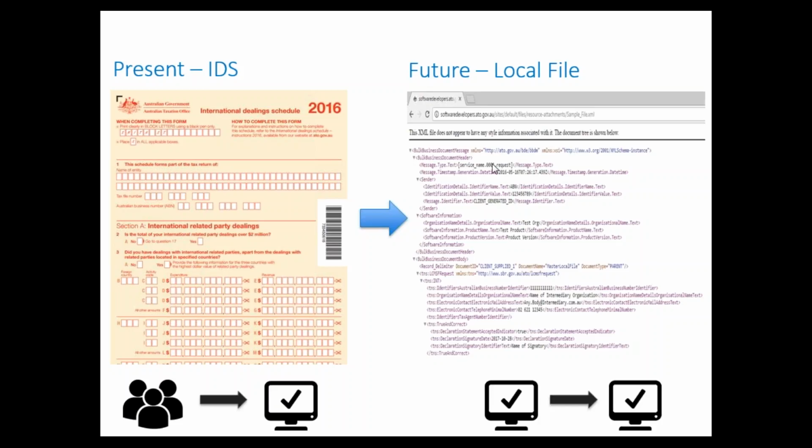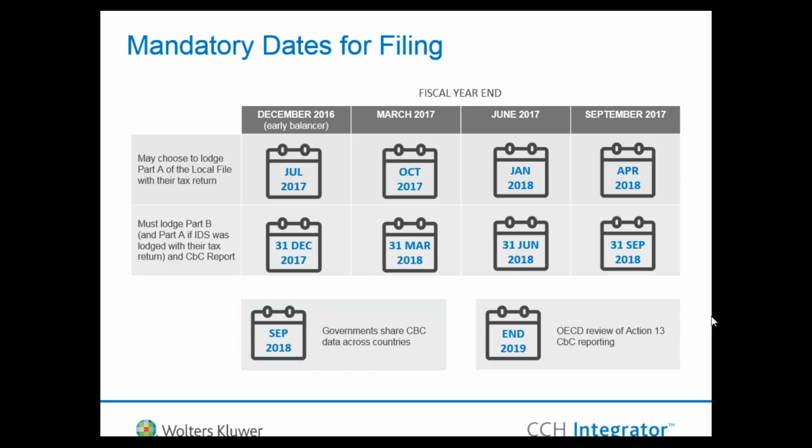Okay, so this is just a very quick summary of the mandatory dates for filing, which many of you would be familiar with. So we haven't covered every single year in here, but I think the key theme is that everyone can't really wait too much longer. Over the next 18 months, all taxpayers will be captured in terms of having to file their CBC reporting requirements, and in particular today we're talking about the local file.